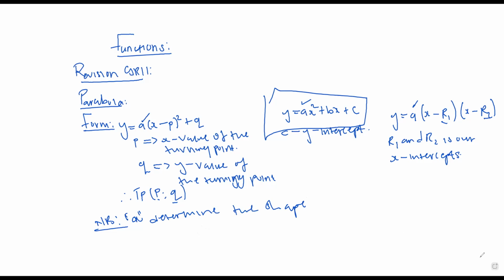Let me show you what I mean. If we find a situation whereby our a is positive, our parabola is concave upward. Concave up and it is happy. So basically it shows a happy face, like that. Meaning our parabola is going to be like this.